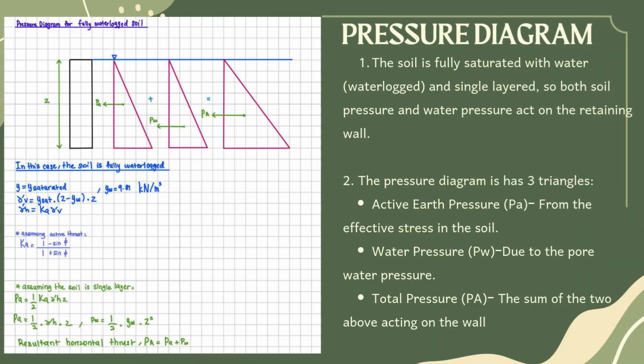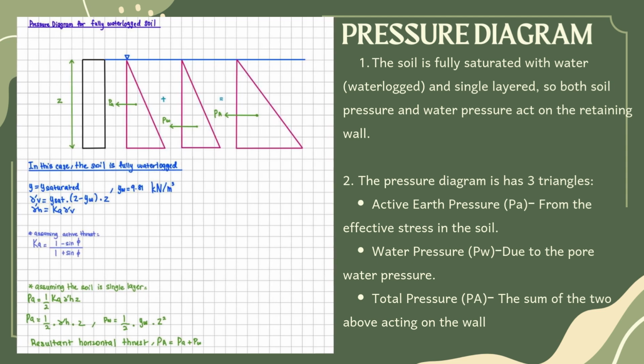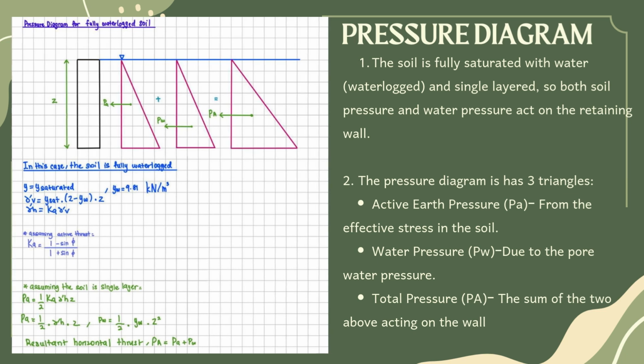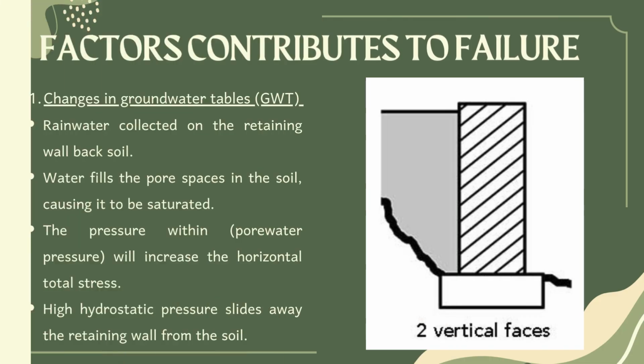Based on the case study, students can conclude the pressure diagram. Considering the soil is waterlogged and was assumed as a single layer, both soil pressure and water pressure acted on the retaining wall. The diagram has three triangles: the active earth pressure, the water pressure, and thus both create a bigger triangle labeled as total pressure.